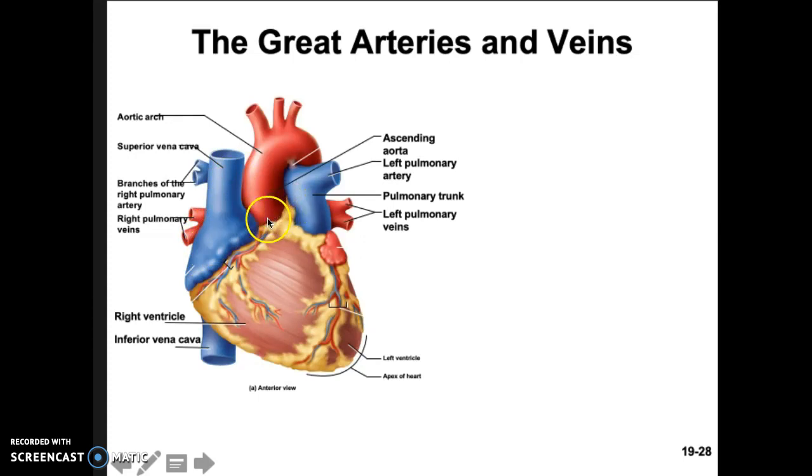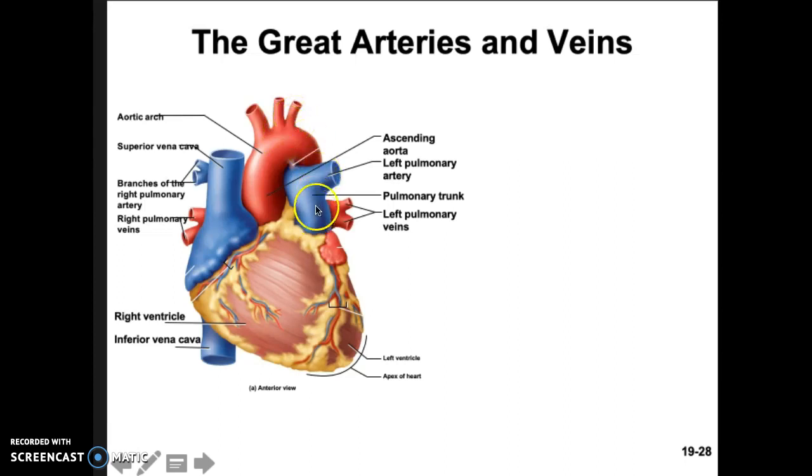We have the aorta, and the aorta has an ascending part, so this is the ascending aorta. Then you have the aortic arch, and then the descending aorta. And the aorta takes blood from the left ventricle, and that blood is pumped into the aorta, and the aorta then sends it to the entire body.